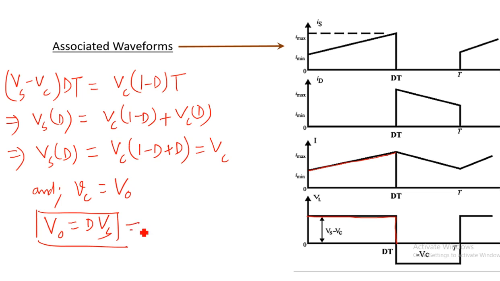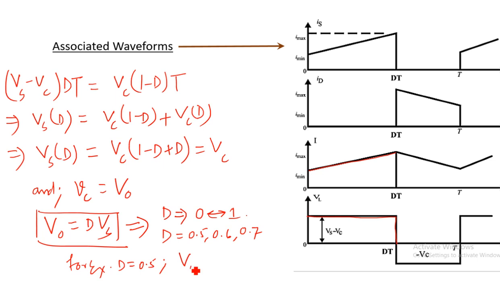This is the relation between input and output voltage, and the value of d will lie between 0 and 1. In general, we keep the duty ratio around 0.5, 0.6, at most 0.7. For example, if d equals 0.5, then Vo equals 0.5 times Vs. So we get an output voltage which is half the input voltage. This is what the buck converter does.